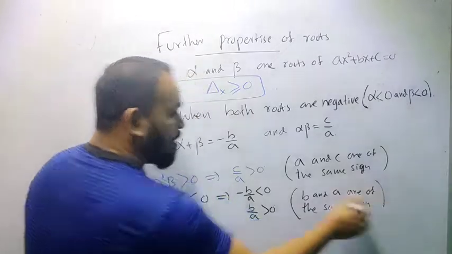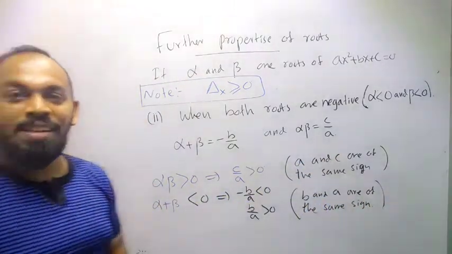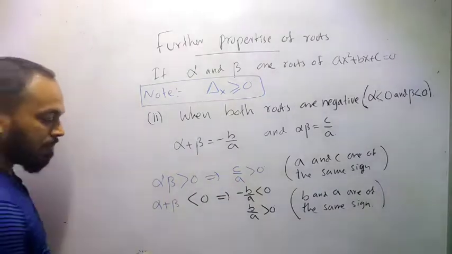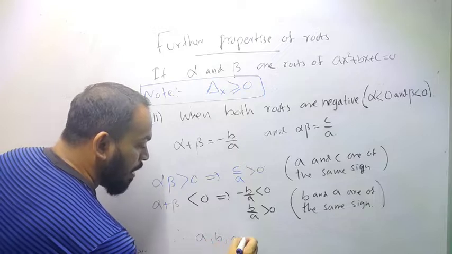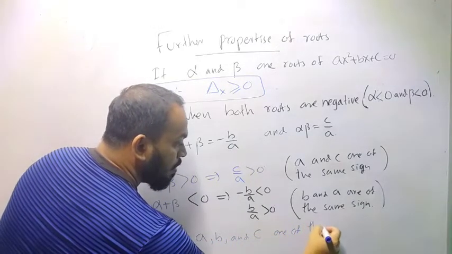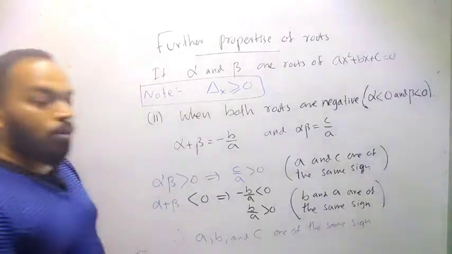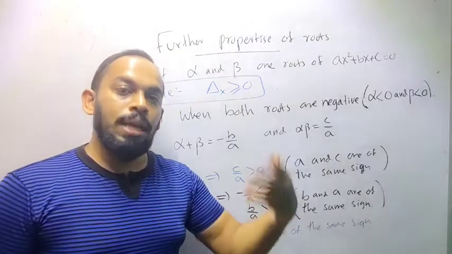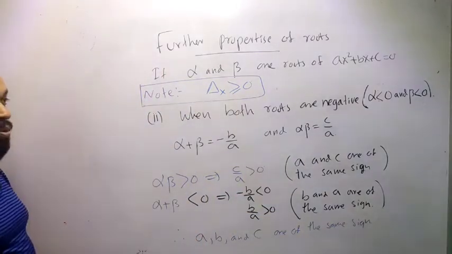So you can see A and C are of the same sign, A and B are of the same sign. That means A, B and C are all of the same sign. If they are all of the same sign, then we know that both roots would be negative.